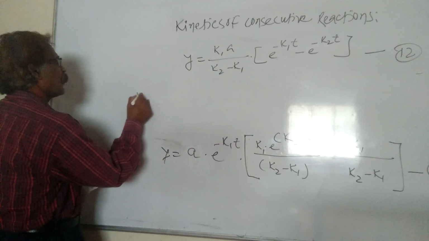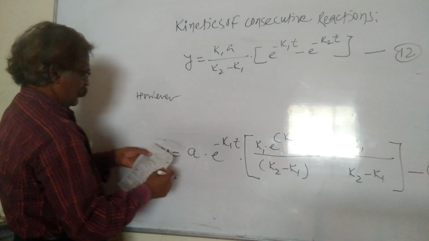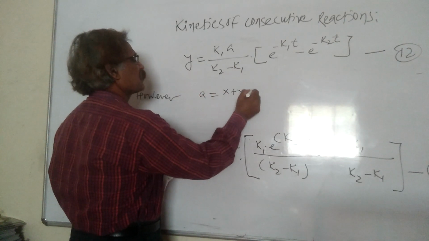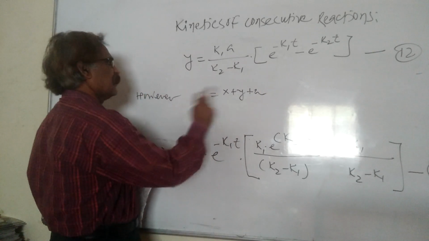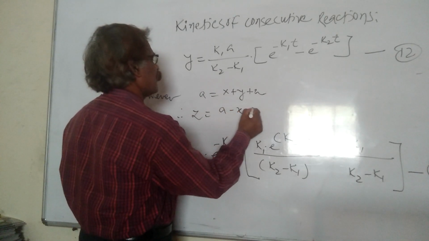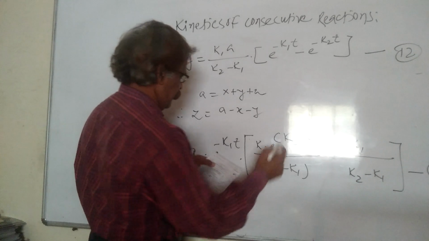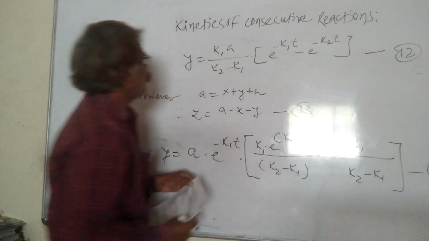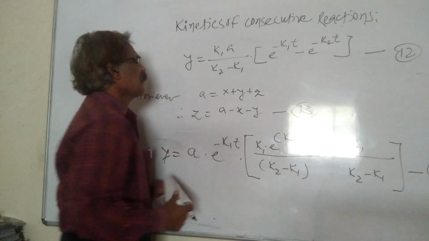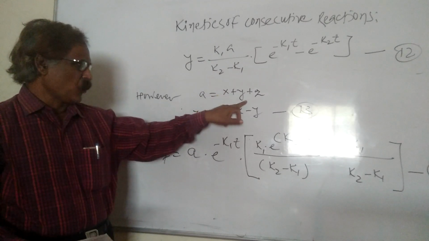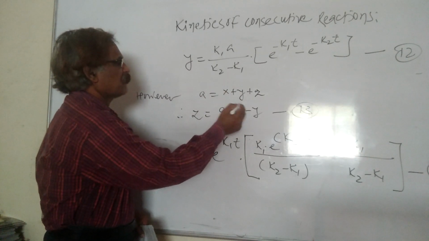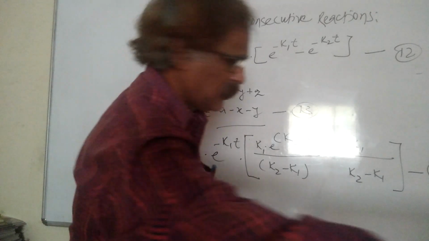However, we know that A is equal to x plus y plus z, isn't it? And therefore, obviously, z will be equal to A minus x minus y. This is equation number 30. At the very beginning, we have seen that small a is equal to small x plus small y plus small z. So obviously z will be equal to a minus x minus y. Let us note this is equation number 30.